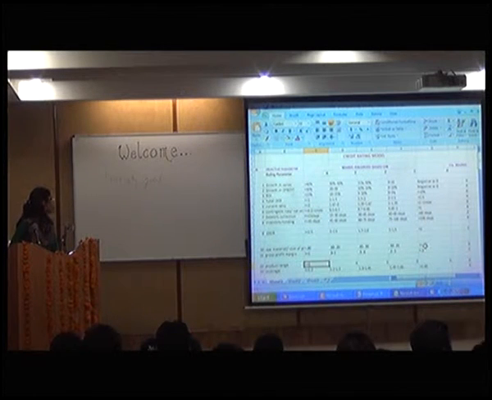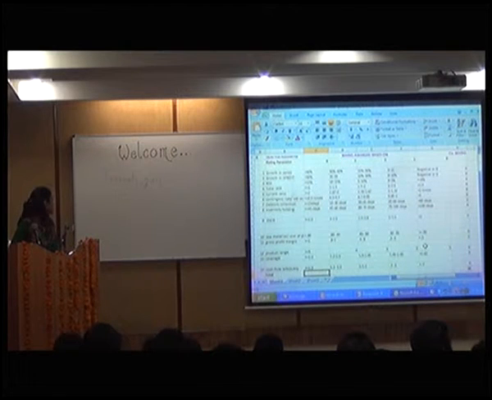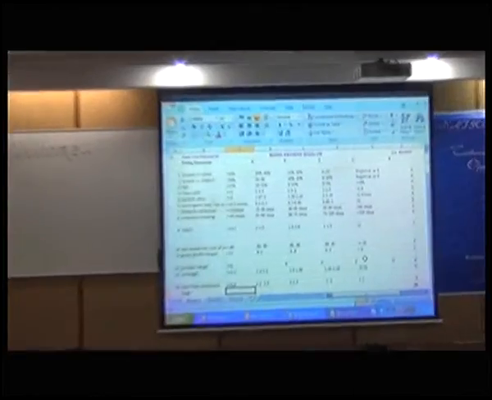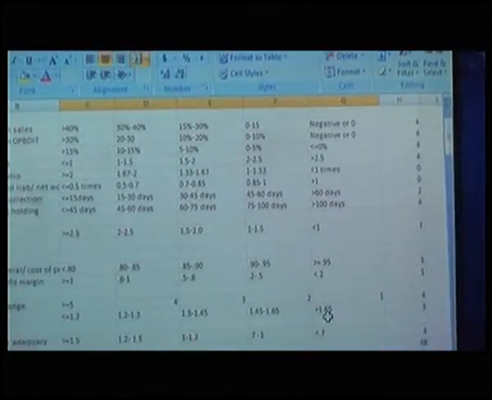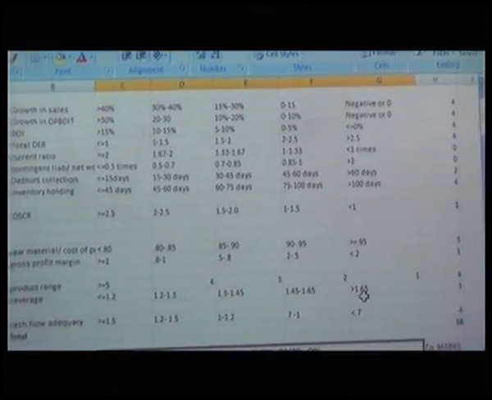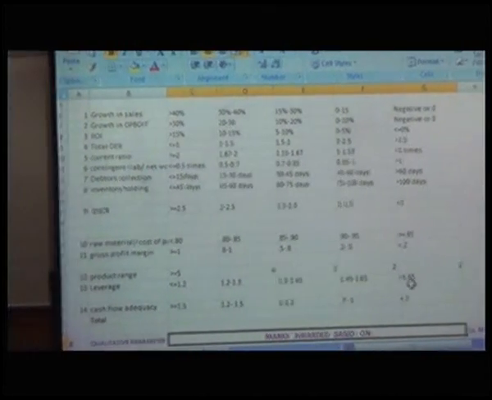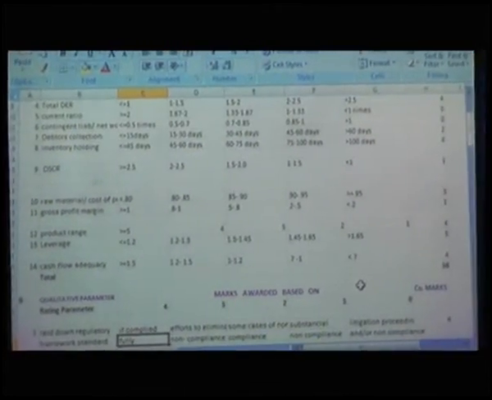Then we have product range, depending on the diversification of that particular company. Leverage, operating leverage and financial leverage, have been assigned equal weights. Cash flow adequacy, that is also very important from the lender's point of view. Then we have qualitative parameters.